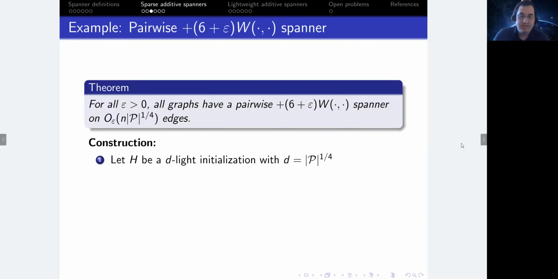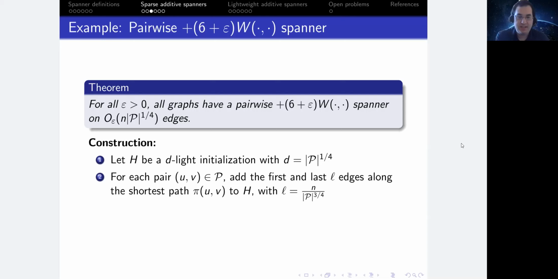So the question is, can we analyze the edge bounds? Here's a more concrete example. One of the results is that we show that every weighted graph has a pairwise +6 plus epsilon W spanner on roughly n times p to the 1/4 edges, where p is the number of pairs. So the construction is to take a D-light initialization, where D is chosen to be the number of pairs to the 1/4.